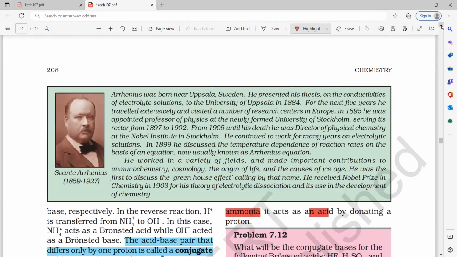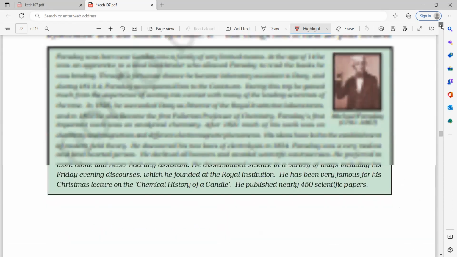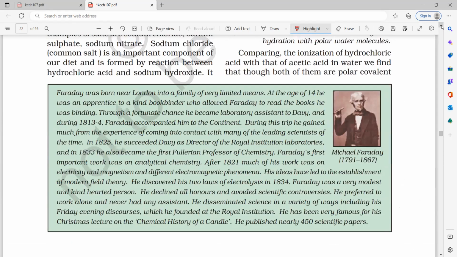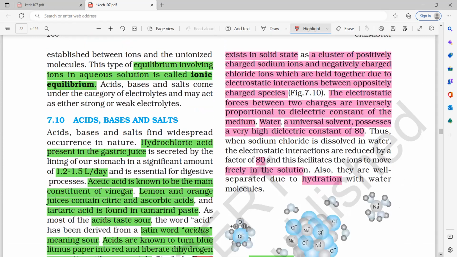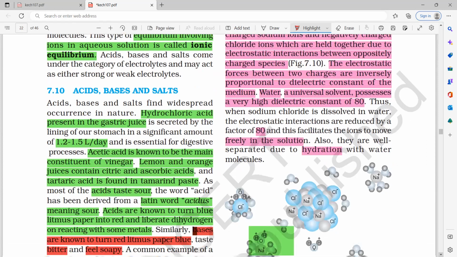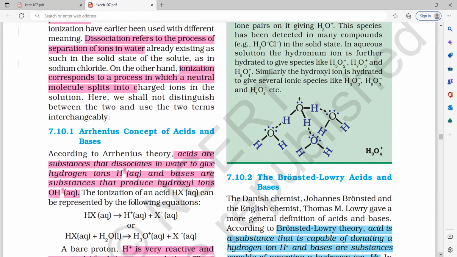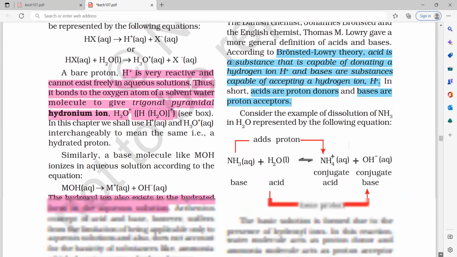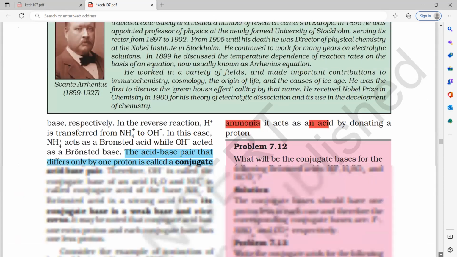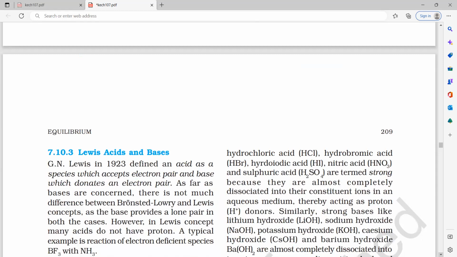In between, this is written about Arrhenius, and maybe this is about Michael Faraday. So this we need not consider. Today just read 7.10 Acids, Bases and Salts completely, then read 7.10.1 Arrhenius concept, and then 7.10.2 Bronsted-Lowry acid and base concept. So this is enough for the day. Next class we will discuss Lewis acids and bases.